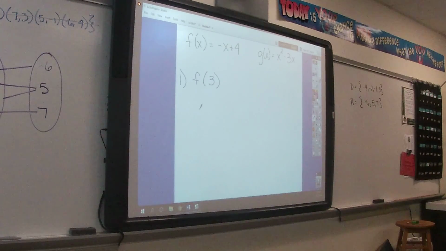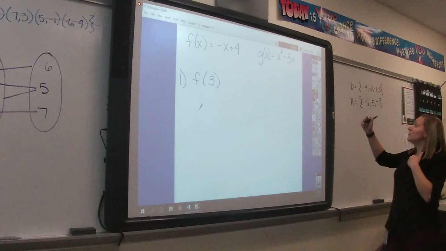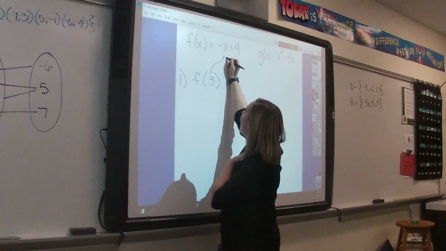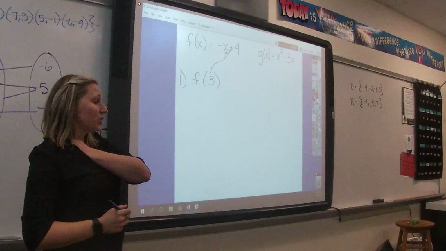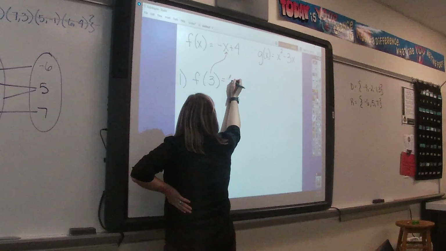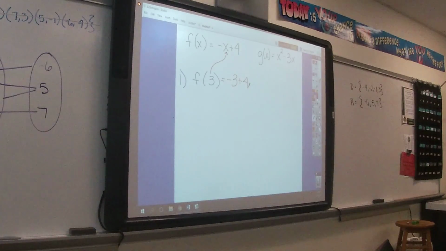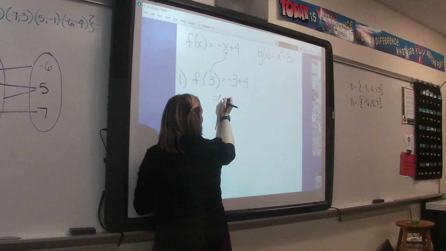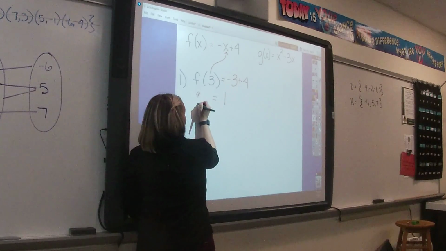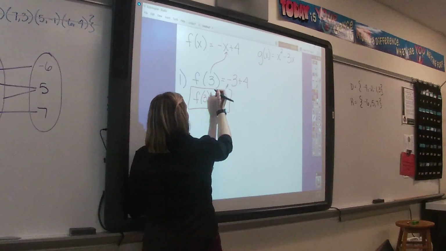That's another piece that's nice about using function notation. We can have various letters, so we can have multiple equations at the same time. So I'm going to evaluate this, and I'm going to plug in 3 for x. Instead of saying negative x, I'll say negative 3 plus 4. What is negative 3 plus 4? It's 1. So f of 3 is 1.